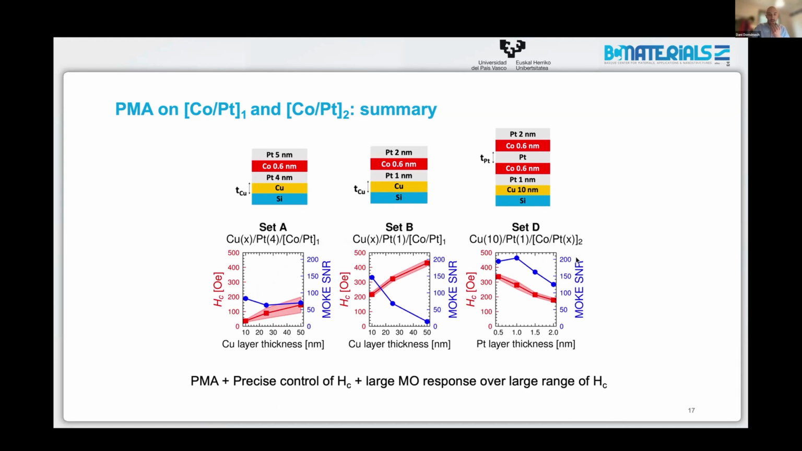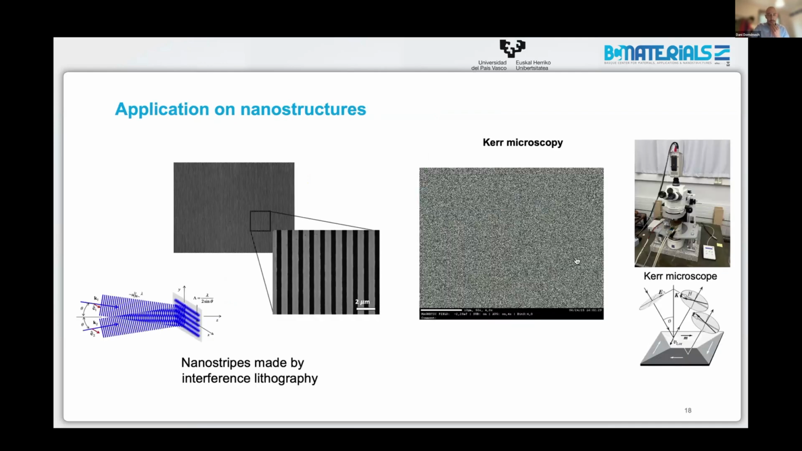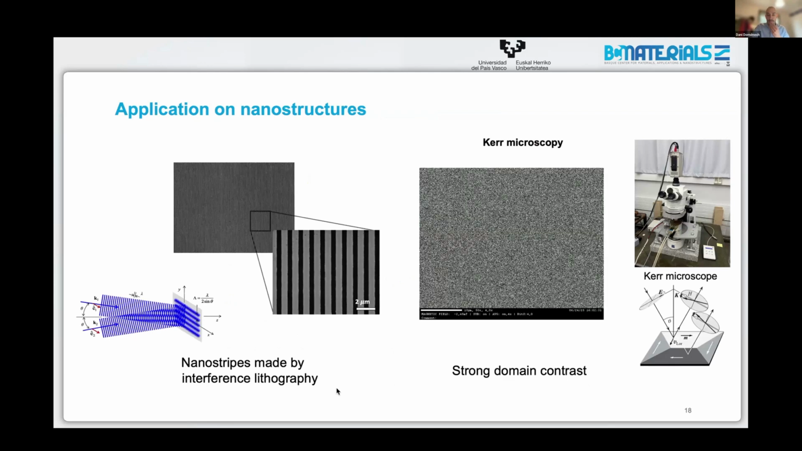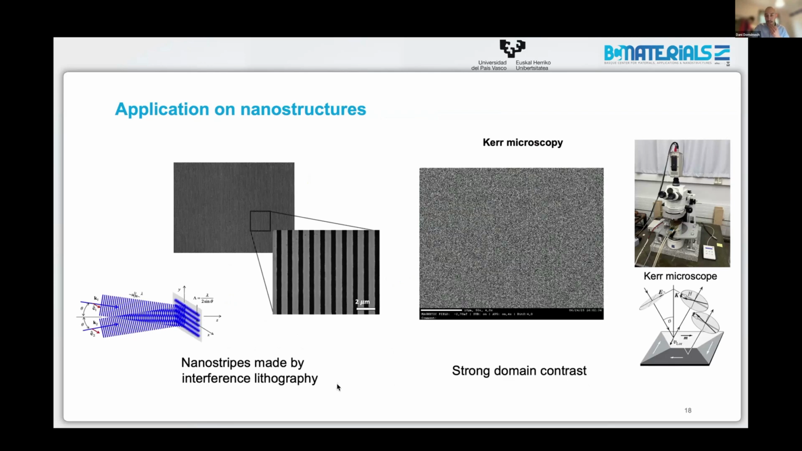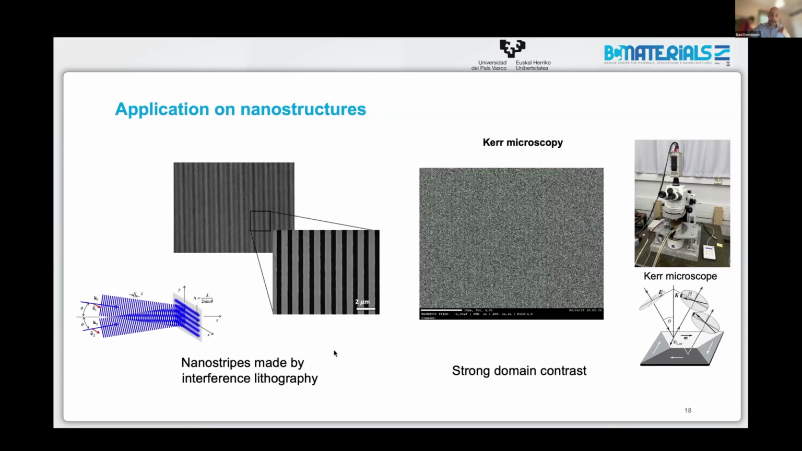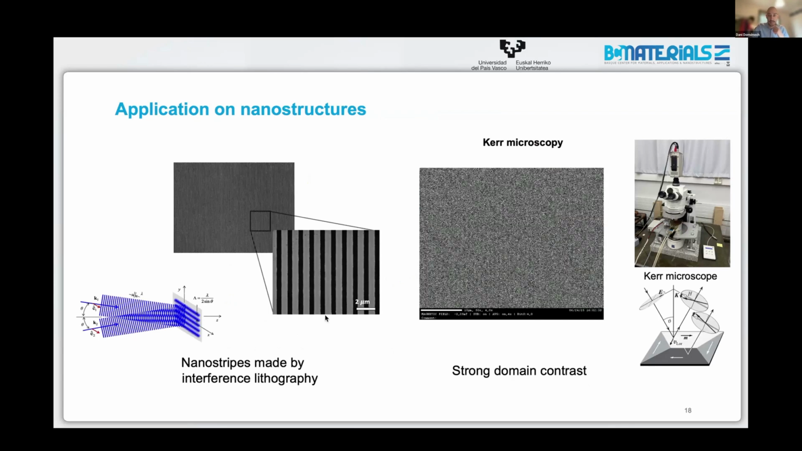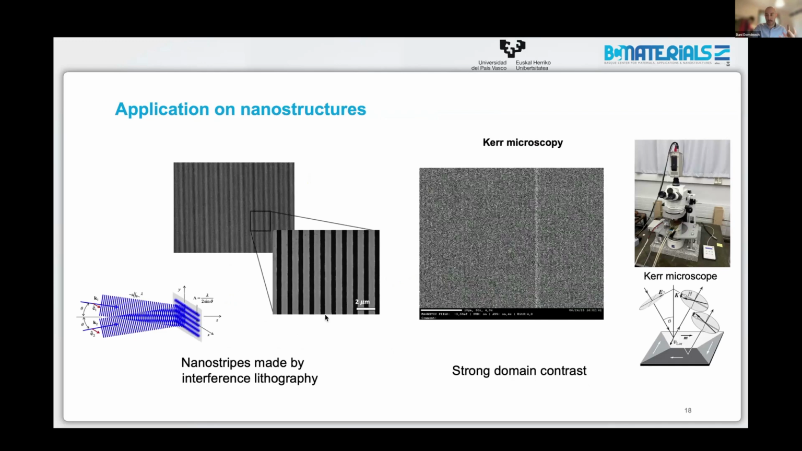Okay, so finally, I will show you the applicability on nanostructures from this fabrication route. We have proven this fabrication route using electron-beam evaporation on nanostripes made by interference lithography. And as you can see, we can see a strong domain contrast between the up and down perpendicular states in Kerr microscopy. So this application route has been proved successfully.